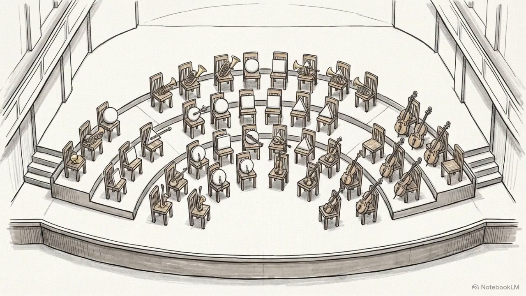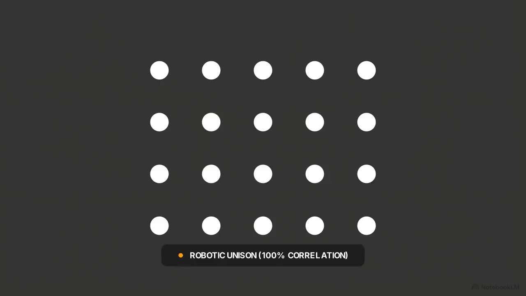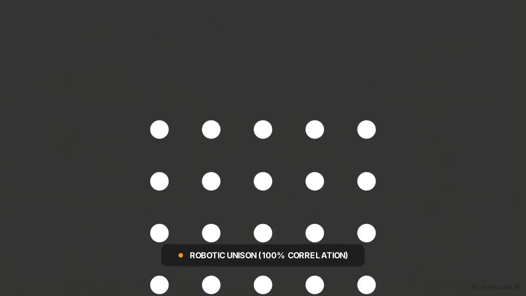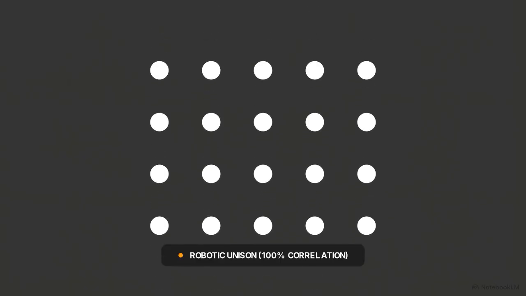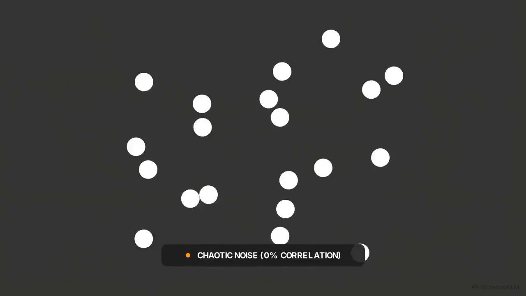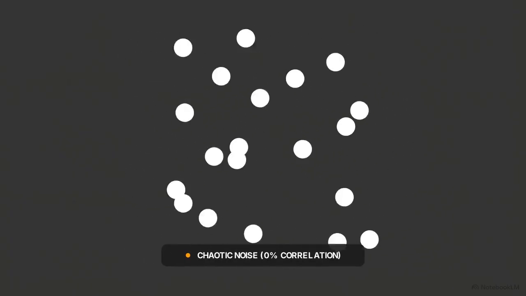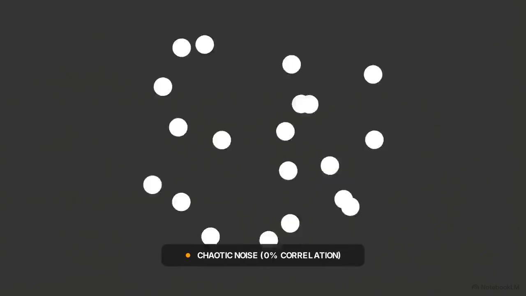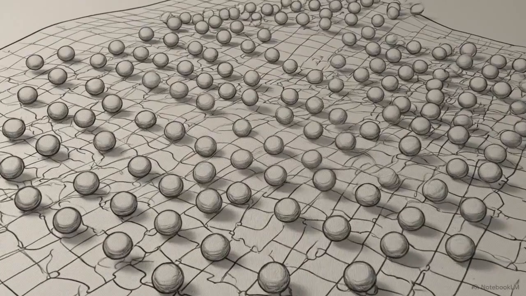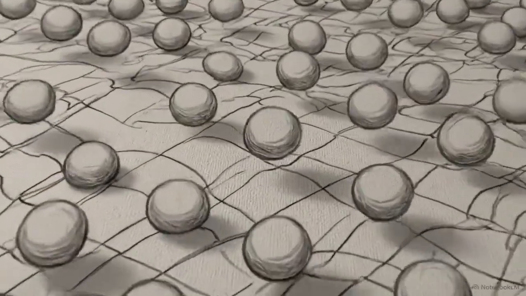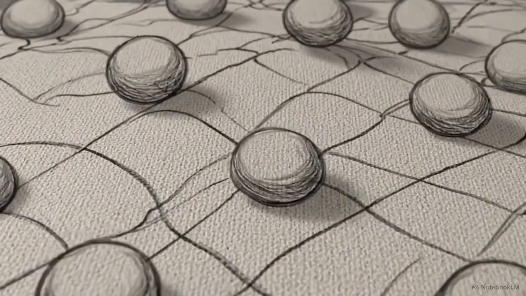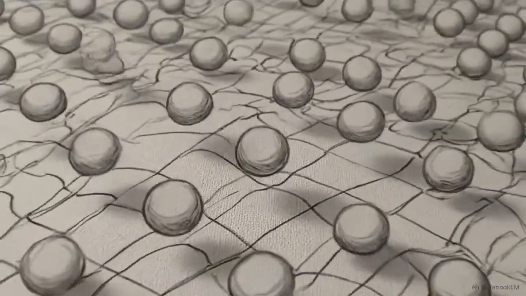Think of your shapes like musicians in an orchestra. If you instruct every musician to play the exact same note at the exact same time, the result is boring and robotic. But if you tell them to play completely random notes, you just get noise. Professional motion design lives in the sweet spot between those two extremes. The goal is coordinated, organic chaos.